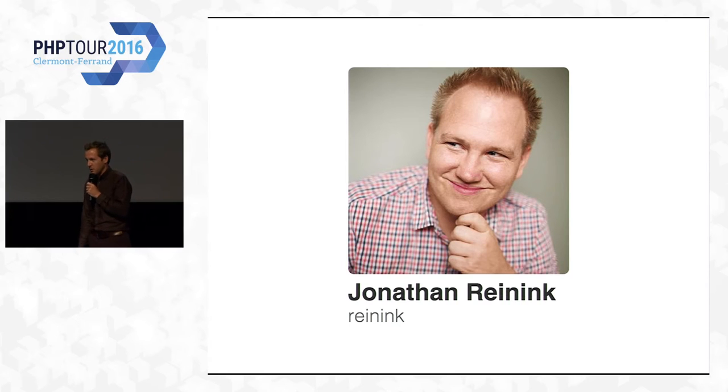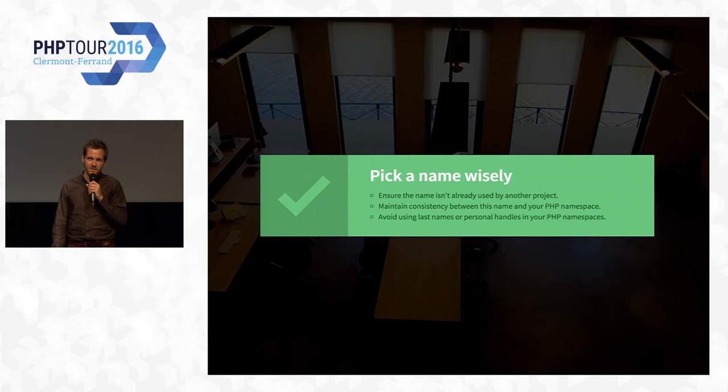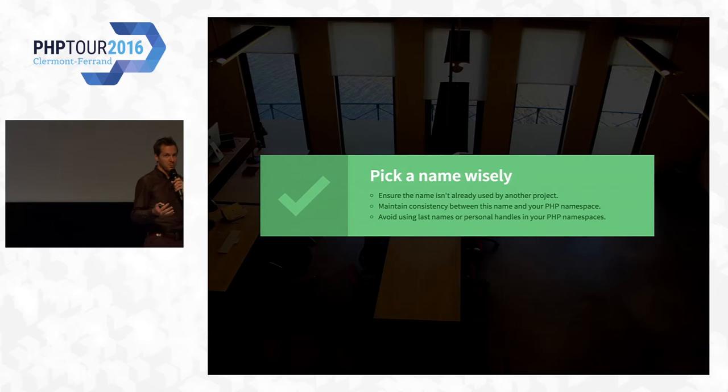So he makes beautiful websites. It's full of hints, I think 15, 16, something like that, and I'm going to go over each one of them. The first one is to pick a name wisely. If you're going to publish a package, it needs to have a name. A name consists of a vendor name and a package name. The vendor name should be something like your company name, or if you're in some kind of organization like the PHP League, then you can use the League vendor name. And then your package name should be something logical.